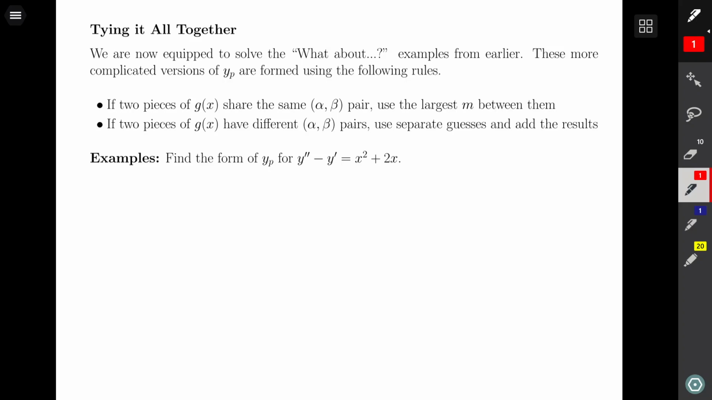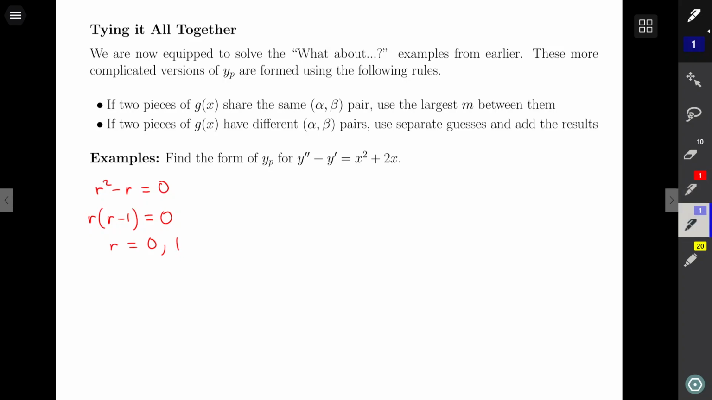So I created examples of both of those cases. Let's try that. For y double prime minus y prime equals x squared plus 2x. So first of all, auxiliary polynomial, set it equal to 0, and you get that r is equal to 0 and 1, and each of those, because remember you factored it to linear factors, each of those has a multiplicity of 1.